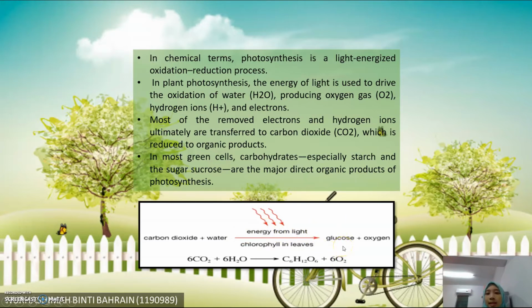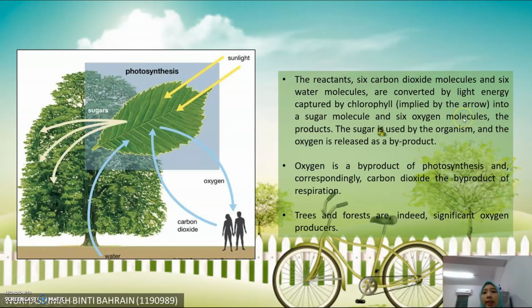In most green cells, carbohydrates, especially starch and the sugars sucrose and glucose, are the major direct organic products of photosynthesis. So we can conclude that photosynthesis is a process for plants to produce their own food. The reactants are 6 carbon dioxide molecules and 6 water molecules, which are converted by light energy captured by chlorophyll in the plant, implied by the arrow, into a sugar molecule.